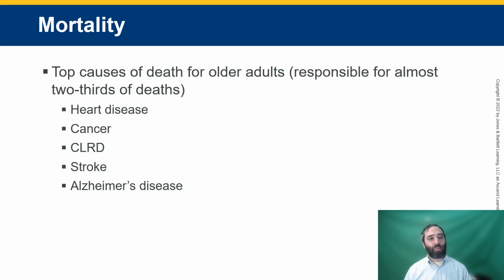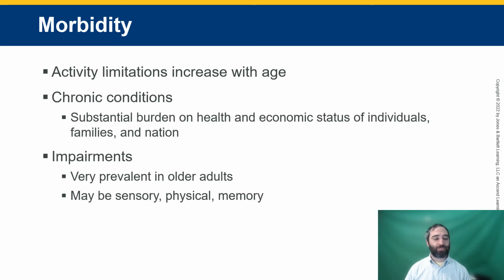All right, looking at mortality, causes of death. The top causes of death for older adults are heart disease, cancer, CLRD, which is chronic lower respiratory disease, things like emphysema, asthma, bronchitis, and occupational lung disease, oftentimes related to smoking. Stroke and Alzheimer's disease are the other top causes.